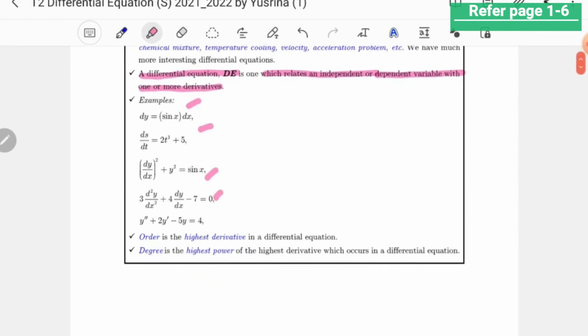Okay, so order is the highest derivative in a differential equation. This one is the definition for order. And then degree is the highest power of the highest derivative which occurs in a differential equation.